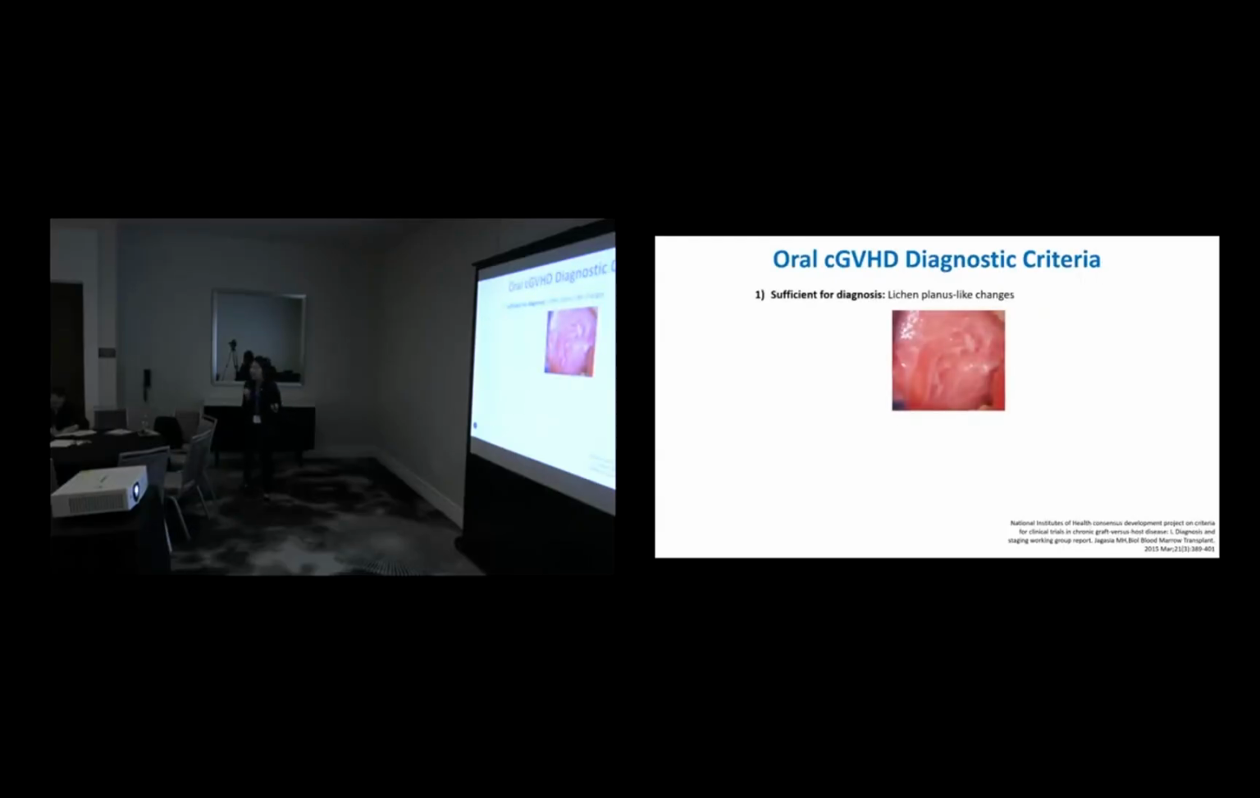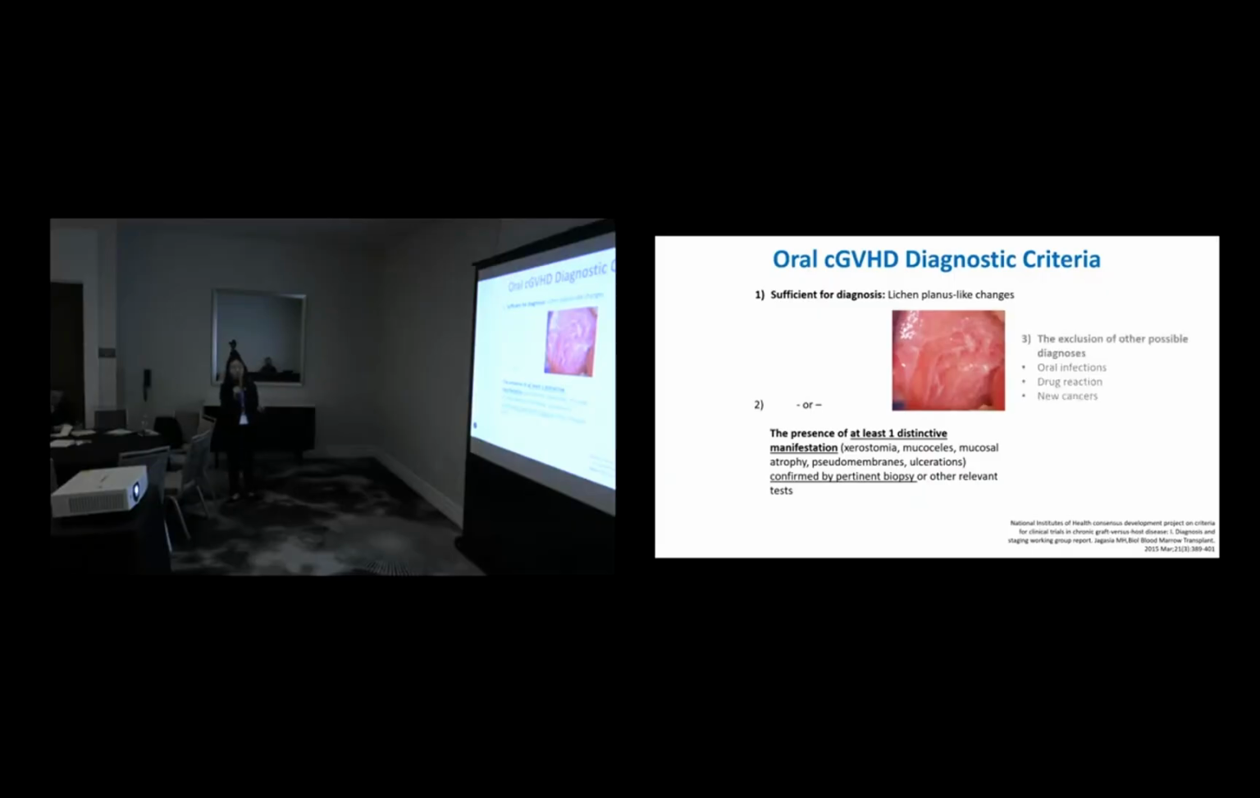To diagnose chronic graft versus host disease, number 1, if you see lichen planus changes, that is a clinical hallmark, and we can say that you are having some symptoms of chronic GVHD. Especially if you have other presentations, such as dry mouth, mucoceles, ulcerations, mucosal atrophy. And when possible, we do want a biopsy to have a more confirmed diagnosis, so we can rule out other possible diagnoses, oral infections, drug reactions, or new cancers that we talked about earlier.